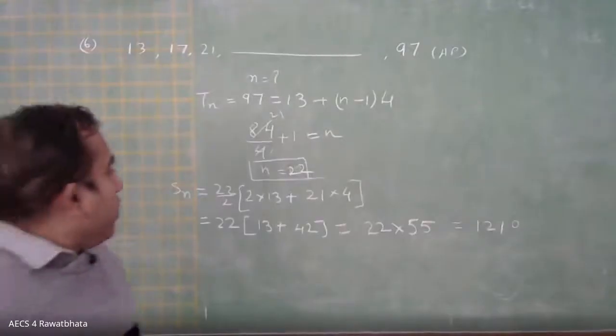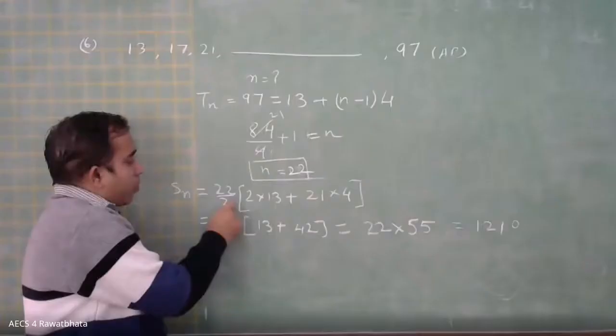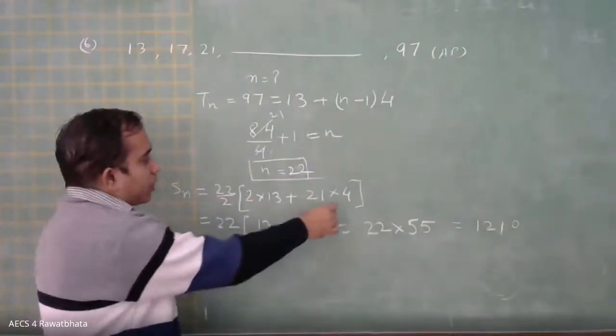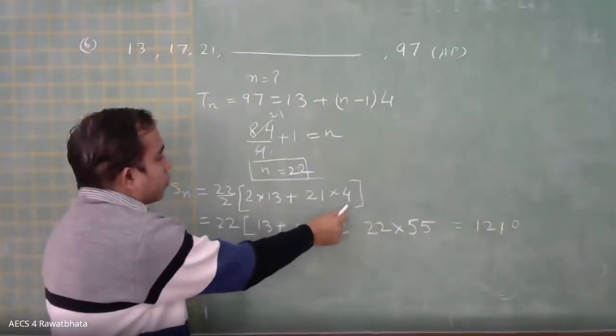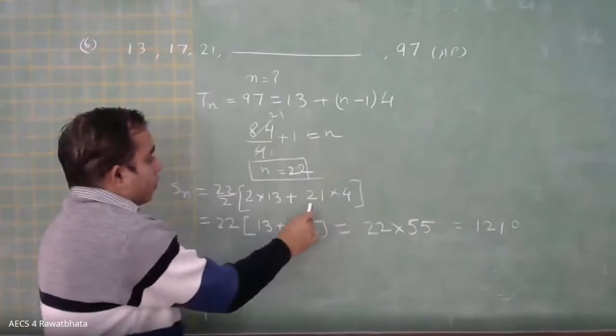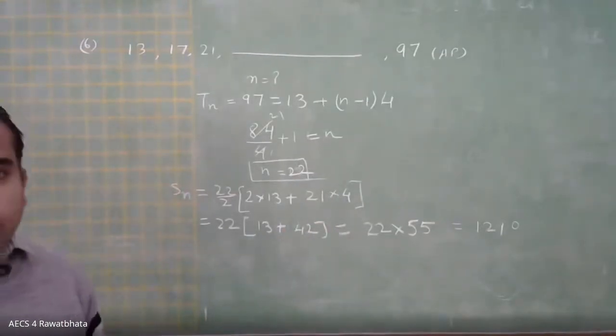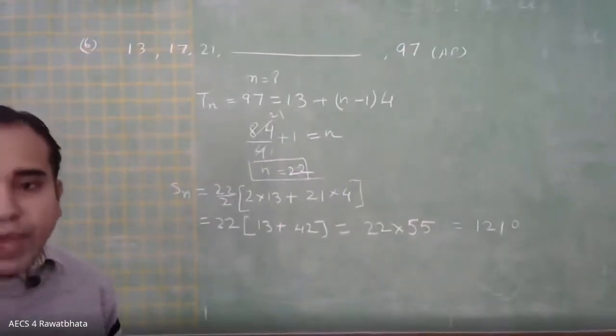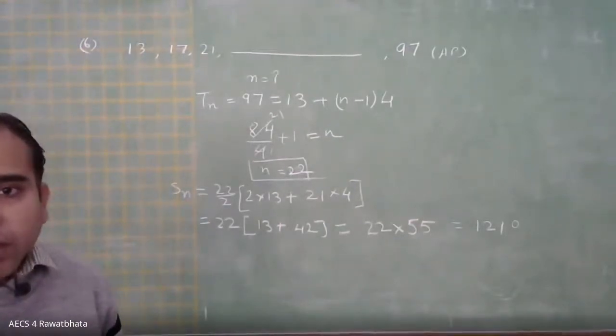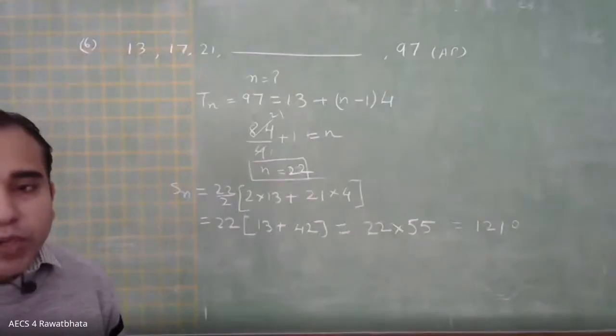No, I took 2 common. The answer is correct. Taking 2 common and cancelling, and from here also taking 2 common, only 2 is left here, so 42. Check the answer, students. Is this right? Subhashini, is this right? I hope it should be right. Yes, the answer is correct. Okay. So let us move towards the next question.